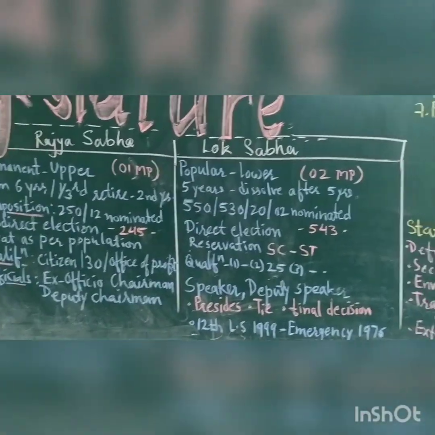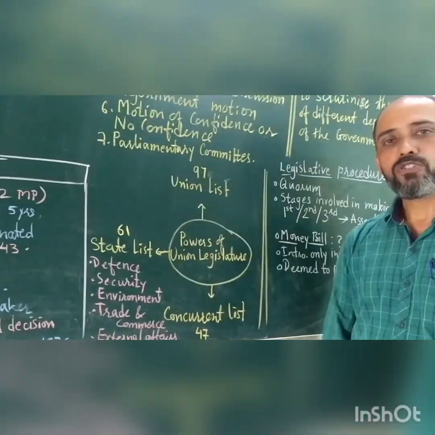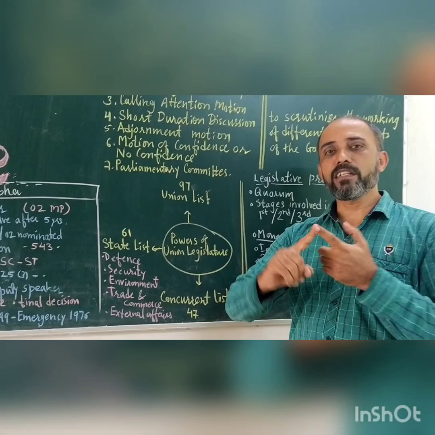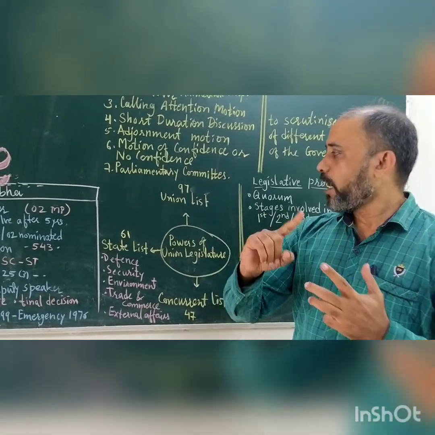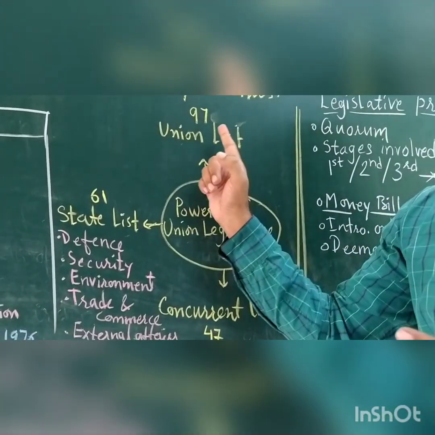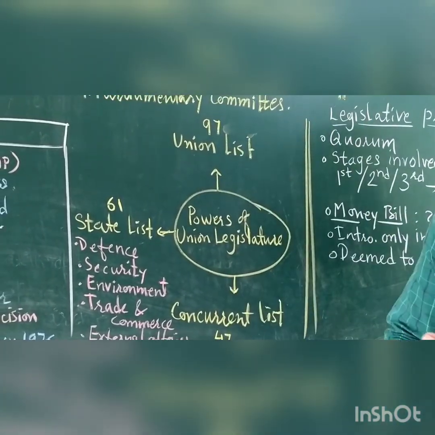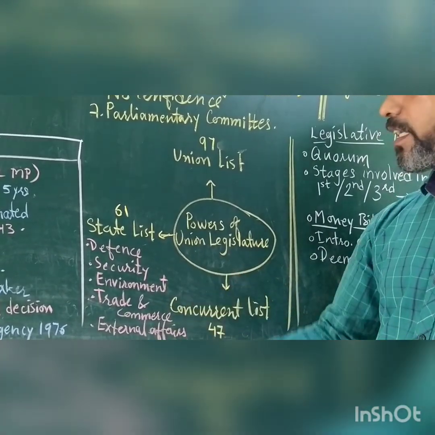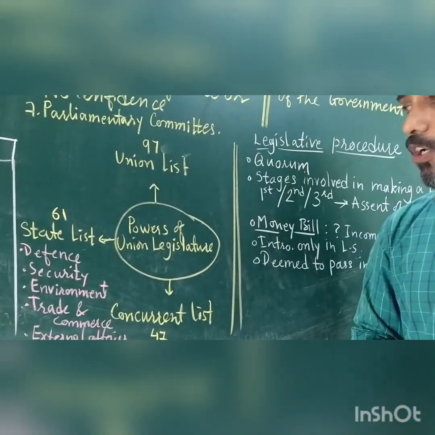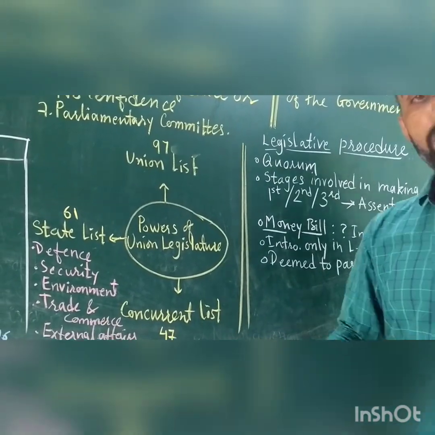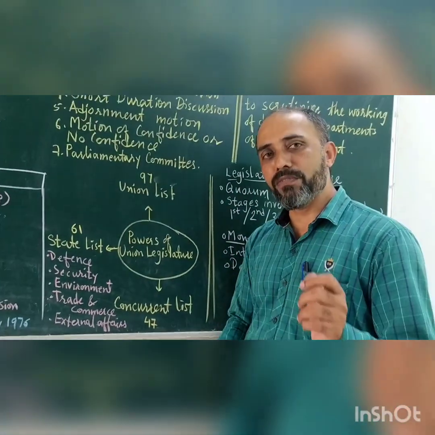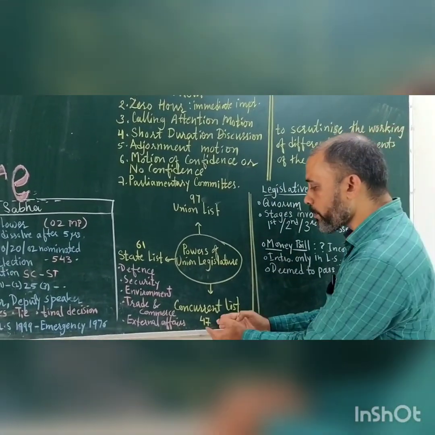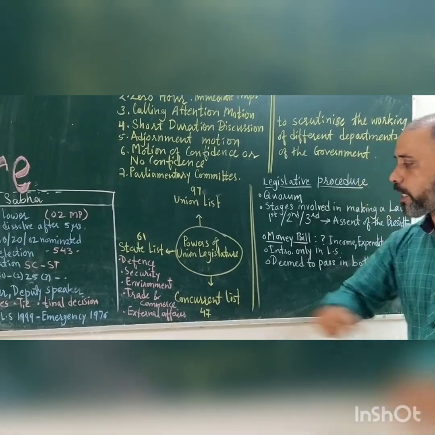Now let us come and see the powers of union legislatures. So the union legislature has three powers, especially the union list, the state list and the concurrent list. Under the union list, the central government can make 97 laws, while in the state list, the state governments in different states of India have the right to make 61 laws. While the concurrent list, now you will ask what is this concurrent list? In the concurrent list, the state government and the union government both have the right to make the laws. So how many laws? 47 laws can be made over there.